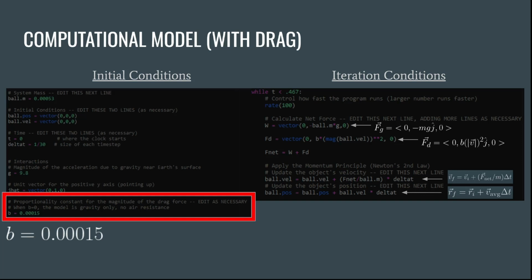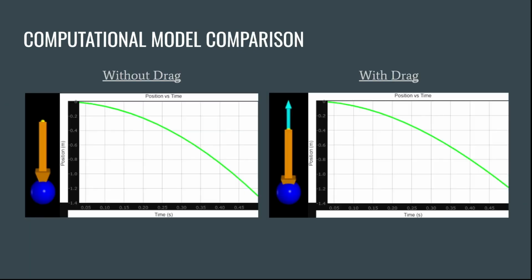And this will cause the weight force to be the only one accounted for in the object's falling. Next, when creating a model with drag, we can use the exact same conditions as the prior model, except we change the drag coefficient to a non-zero number. This is found based on the object's mass, and for my experiment, I got a drag coefficient of 0.00015. After running both models, we see how they both compare.